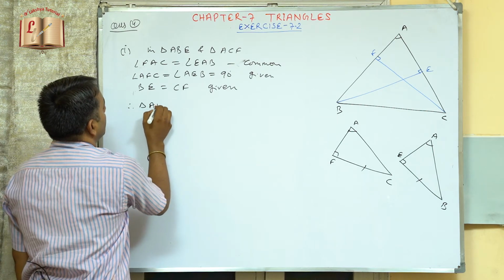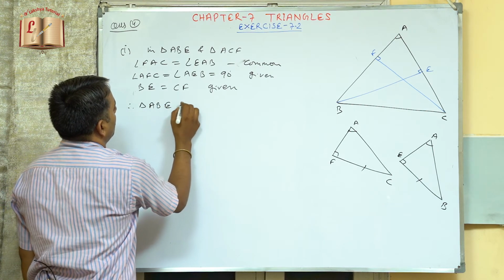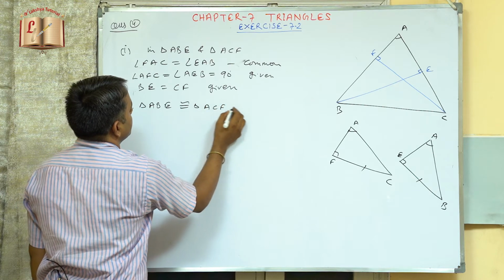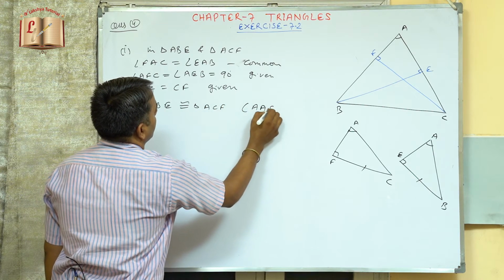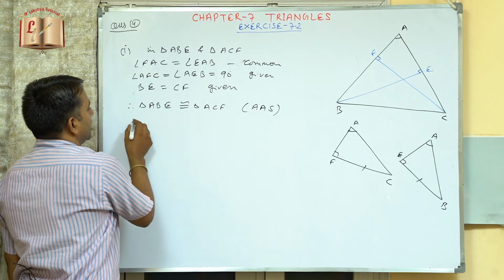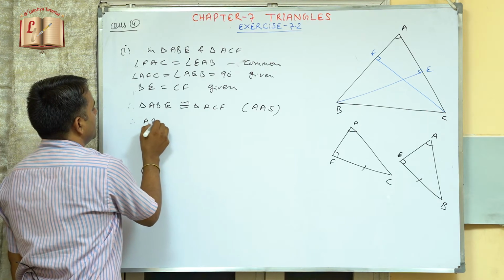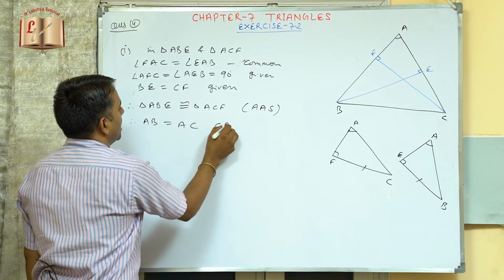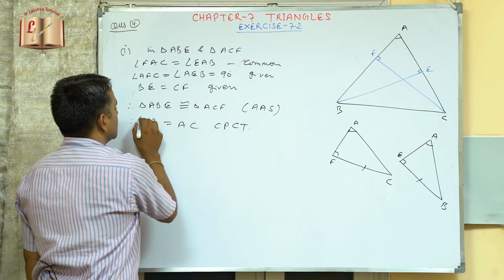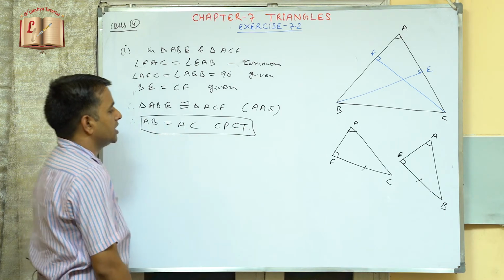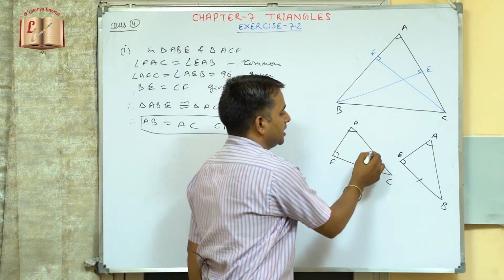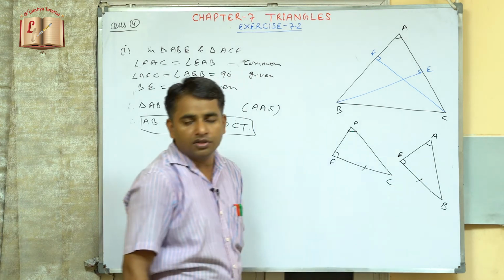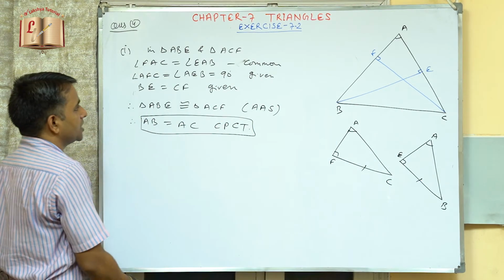Therefore, triangle ABE is congruent to triangle ACF by angle side congruency. Now we can say that AB is equal to AC by CPCT. So this is proved. Once these two triangles are congruent, I can say this side AB is equal to AC by CPCT.